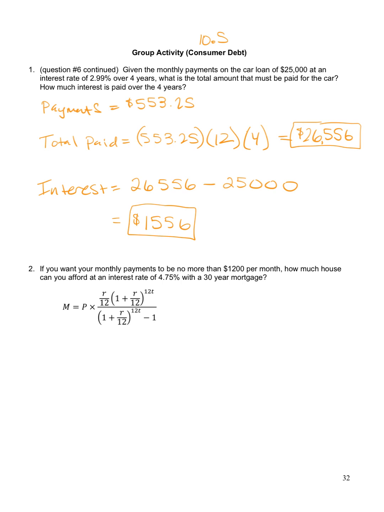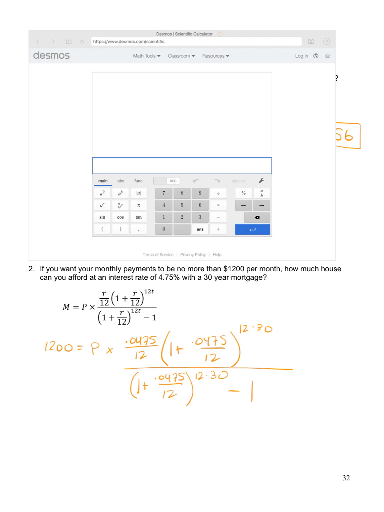So I'm going to plug in all the stuff that I know and solve for the P, the thing I want to know. So 1,200 equals P times, R is going to be 0.0475 divided by 12, raised to the 12 times 30. Okay, so the hard part, I think, is plugging all of these numbers in correctly. So we've got this written down, and I want to solve for P.